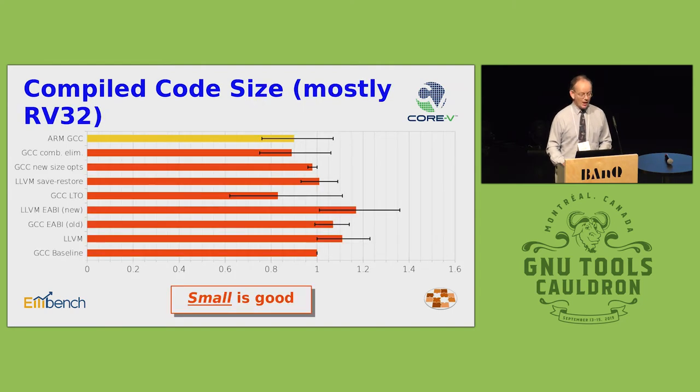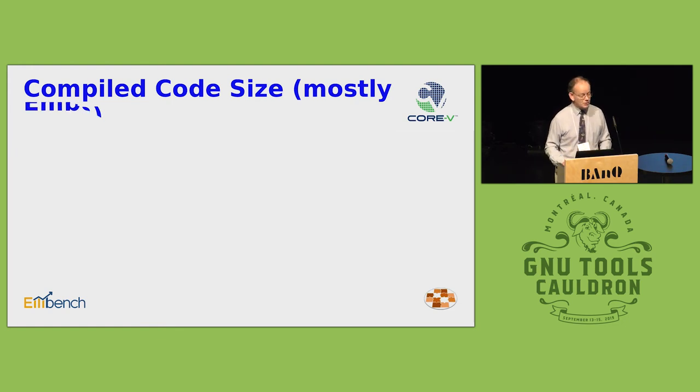And we've got compiled code size, and we can see that LLVM is a bit bigger than GCC. GCC embedded ABI and LLVM embedded ABI make things a bit bigger, which is maybe not what you'd expect. GCC LTO is really good for code size. LLVM save restore makes LLVM as good as GCC. And if you put some more size optimizations in, we can make it smaller. If you use combined elimination, talk coming up next, you can make it smaller. And interestingly, Arm beats all of these. So notice here, I've presented a score and an error bar, which is the geometric standard deviation. So you can see the variation, and you can see LTO stands out as having considerable variability.